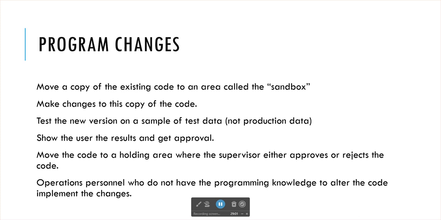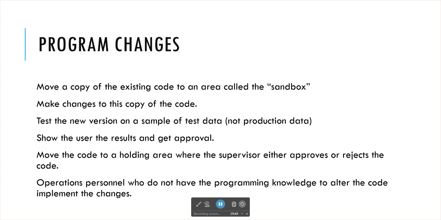Program changes then. When you have a particular change to a program, an application, say, or any type of program, what you're going to do is put the code in an area called the sandbox. And when you're in the sandbox, then you make copies to the code within the sandbox. You're going to test that new version on test data. And production data is the data that is actually used to provide output. So you're not going to use your actual, we also might call it live data. You are going to use a sample of data.